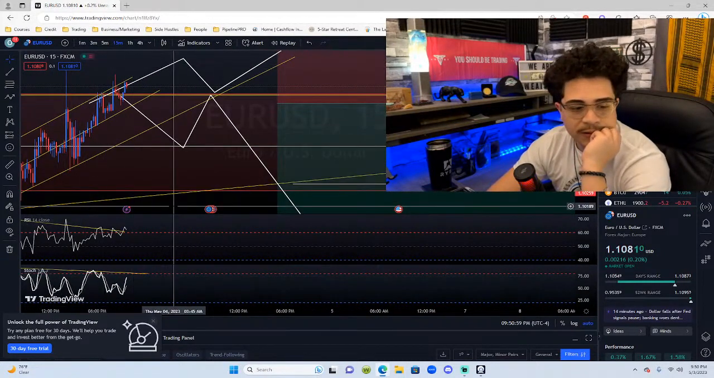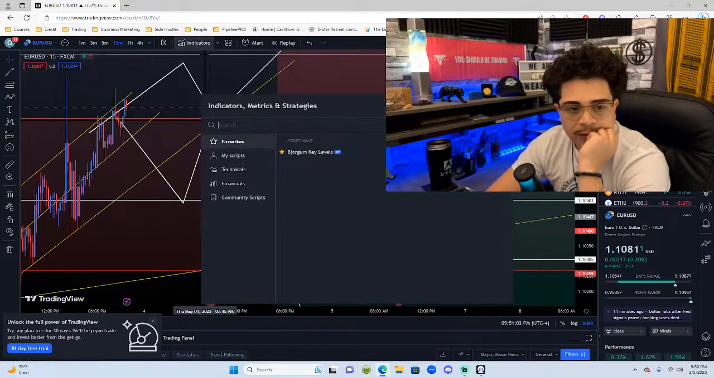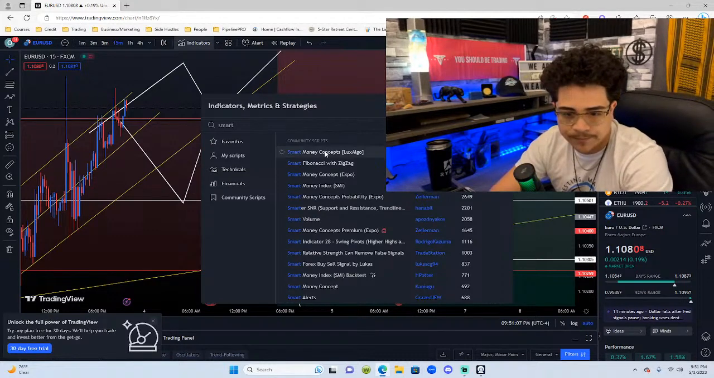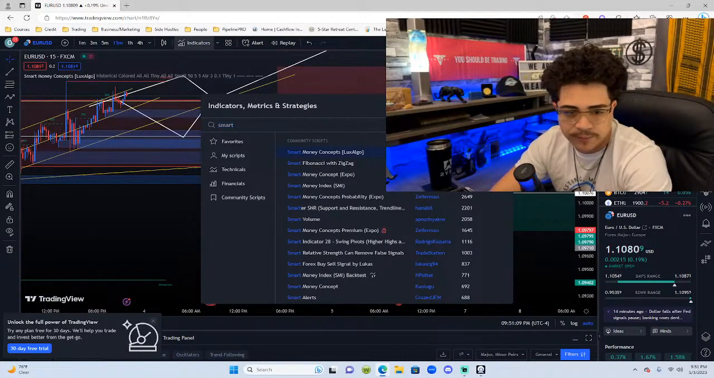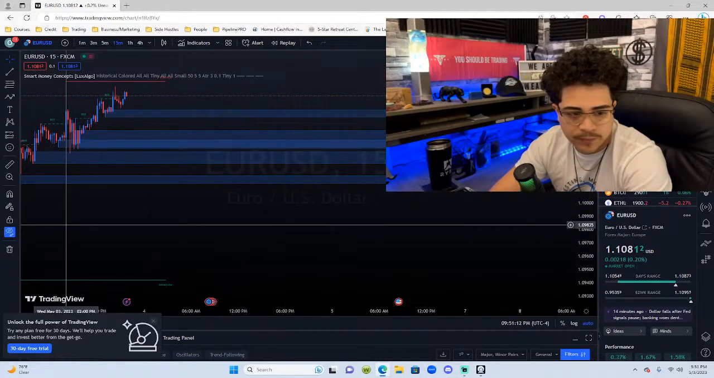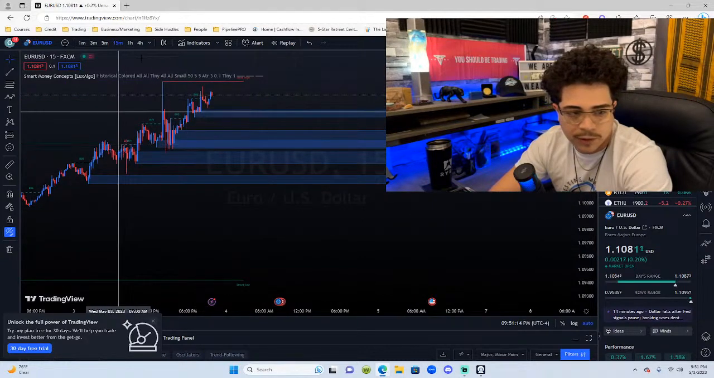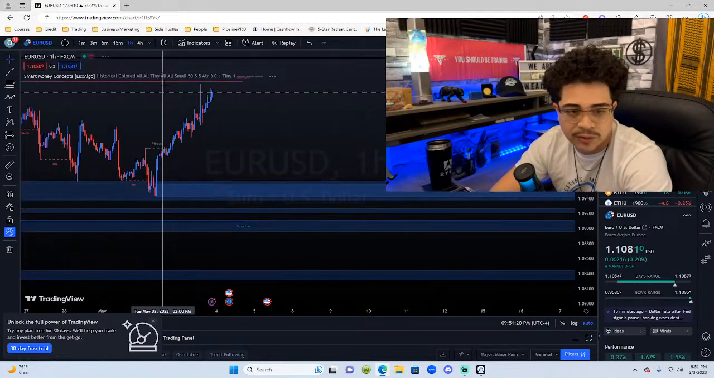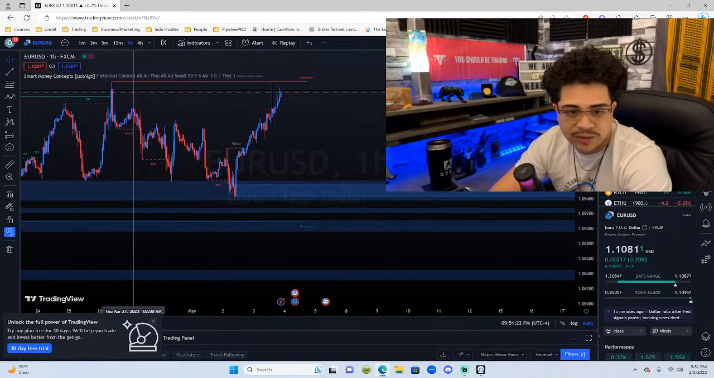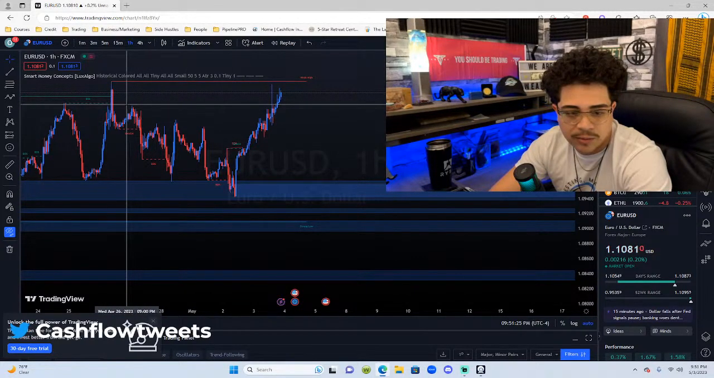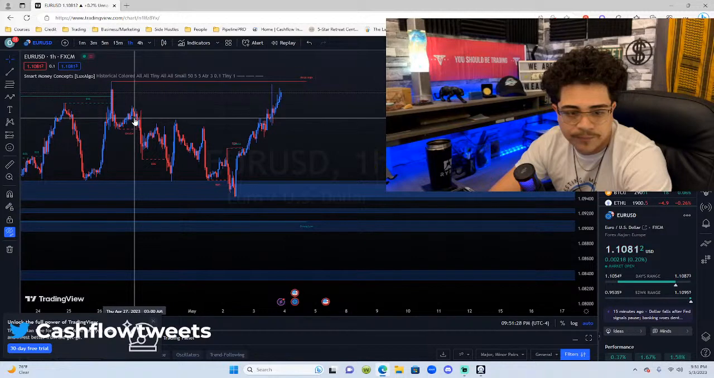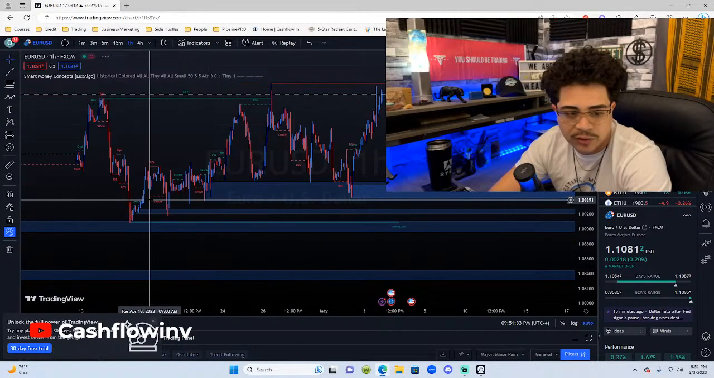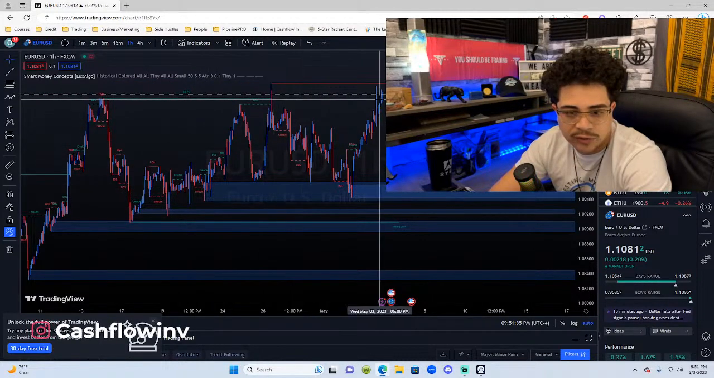Let's see here. Indicators. This one's pretty dope too. It helps you see key levels and stuff. We've been getting breaks of structure. That says that's a weak high, which isn't good. That says that's a weak high. Change of character. That was a strong low over here. Break of structure again.